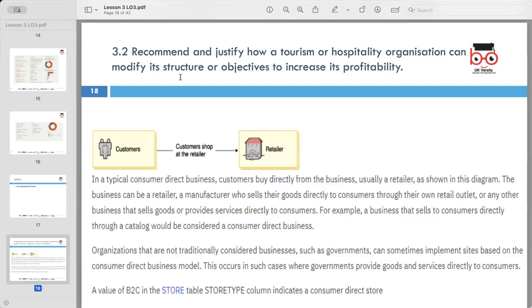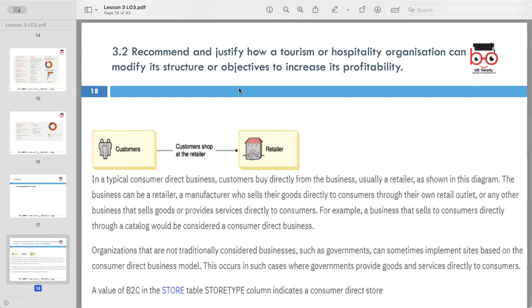I recommend and justify how a tourism or hospitality organization can modify its structure or objectives to increase its profitability. So the concept of customer direct businesses, where customers purchase goods or services directly from the business, typically a retailer or manufacturer. This business model is prevalent in various industries, including retail, manufacturing, and services. So even entities like government can adopt this model when providing goods or services directly to customers. For example, a government offering services directly to a citizen fits into the customer direct business model.